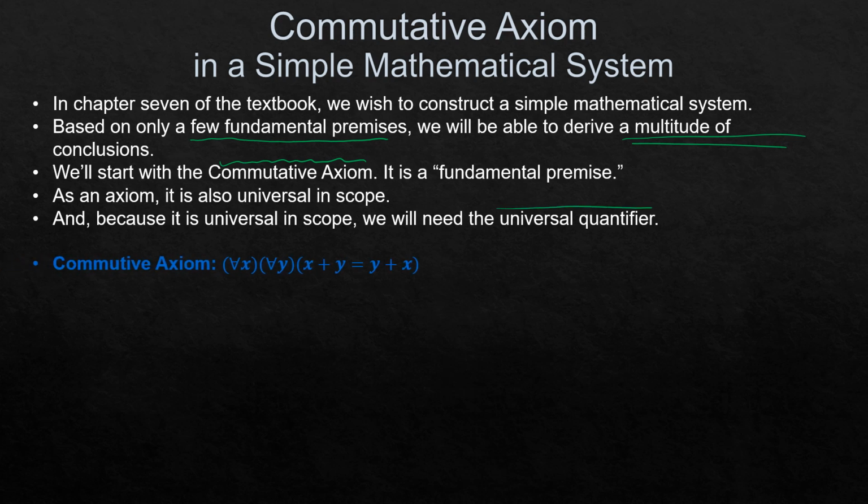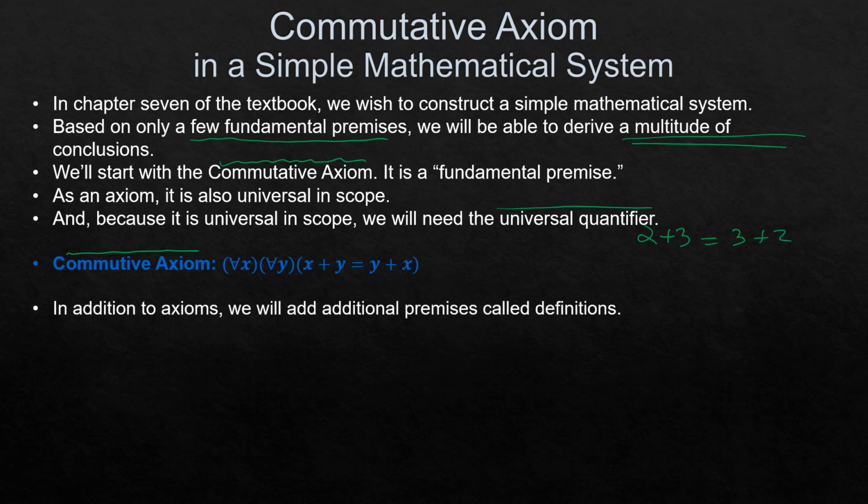If we express the commutative axiom in first-order predicate logic, we have two quantified variables, x and y, and we'll say that for all x, for all y, x plus y is equal to y plus x. As you know, for example, in arithmetic, 2 plus 3 is equal to 3 plus 2. The order is not important.